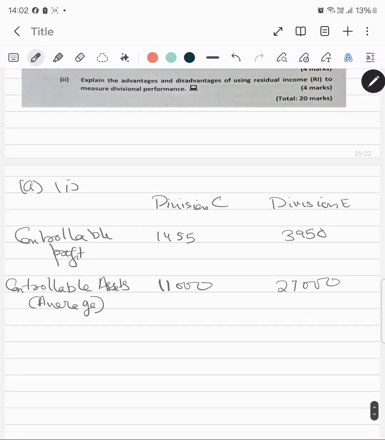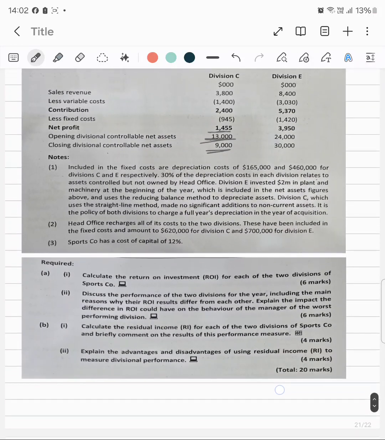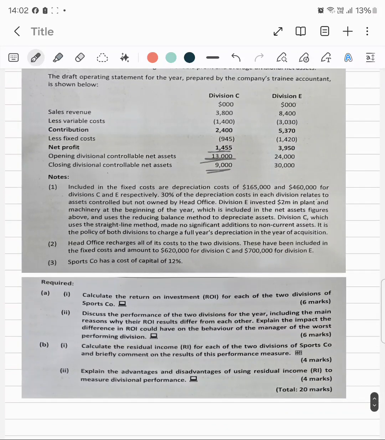Now I can calculate the ROI, but I've missed something, I guess. In the profit itself only, I've missed something.